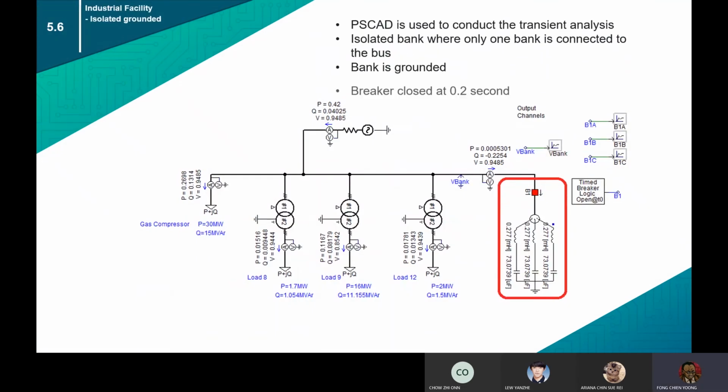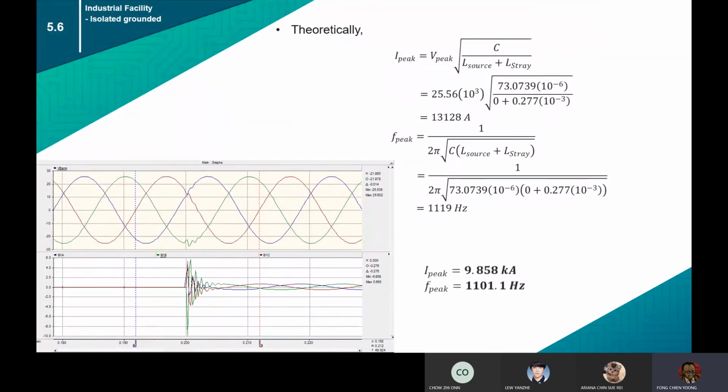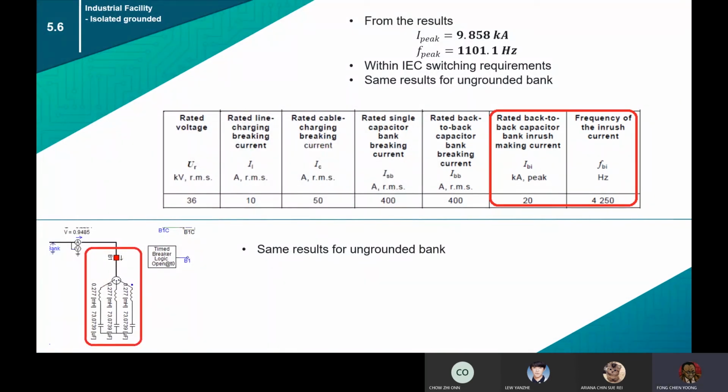In PSCAD, we first conduct an isolated bank scenario where only one bank is connected to the bus and the bank is grounded. The breaker is closed after 0.2 seconds, and theoretically the I peak and F peak should be as follows. From the results, we find that the results are quite close to the theoretical value, and we also find that they are within the IEC switching requirements. When we conduct the ungrounded scenario, we find that the results are exactly the same.